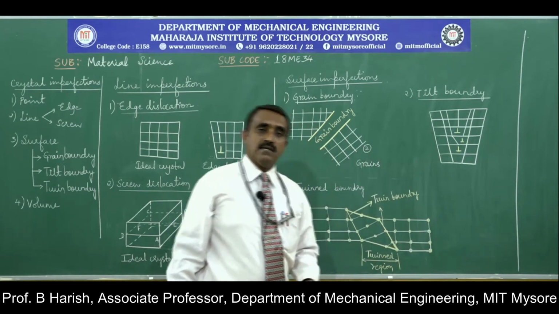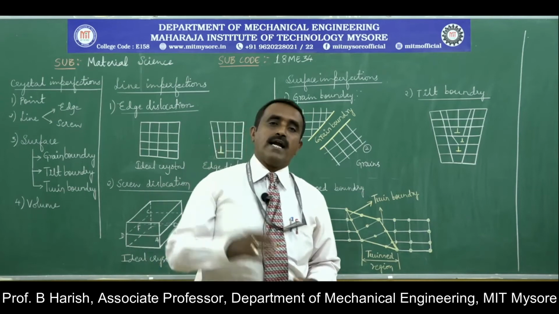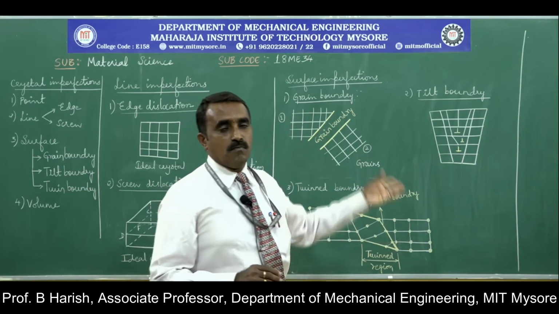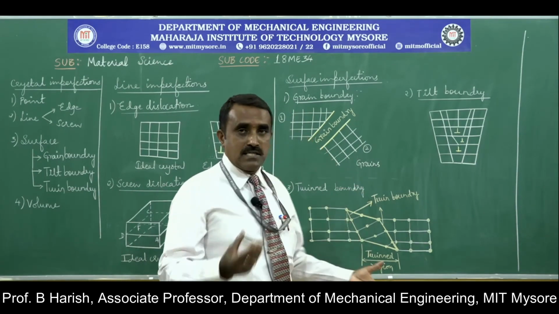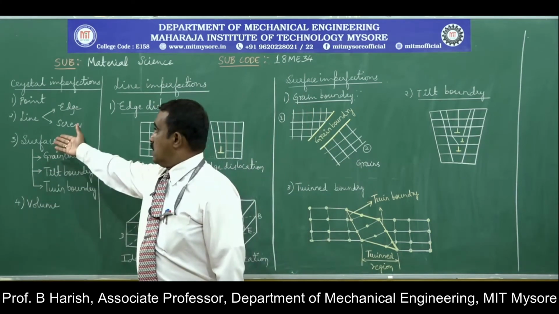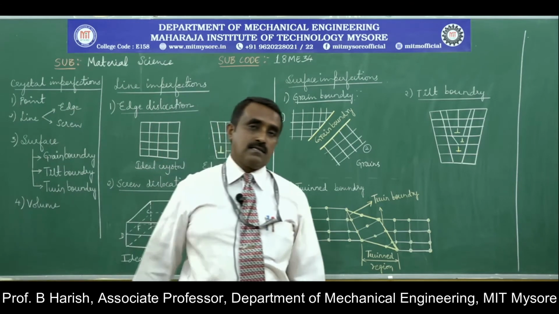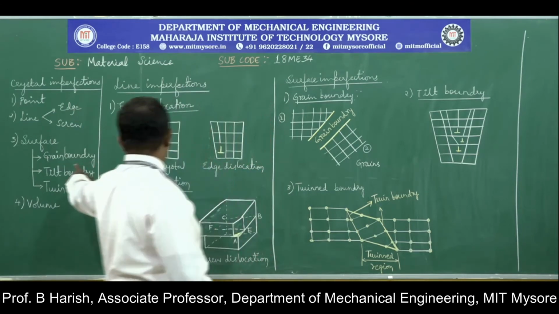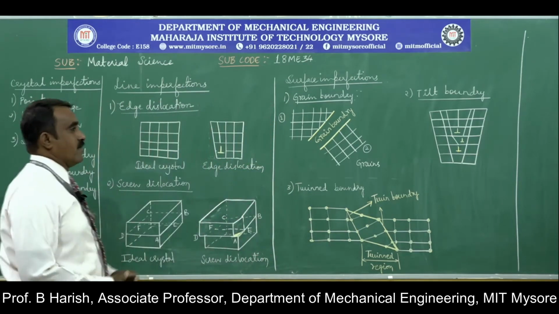But in all the cases, a set of atoms is moved out or changes its position. Hence, once again it comes under surface imperfection. So there are three types: grain boundary, tilt boundary, and twin boundary.